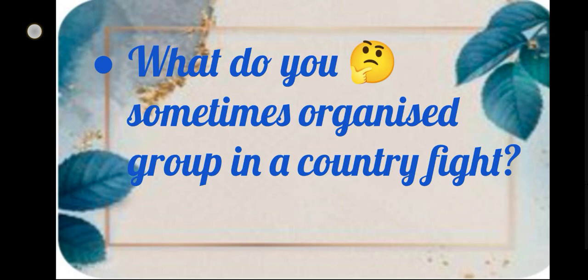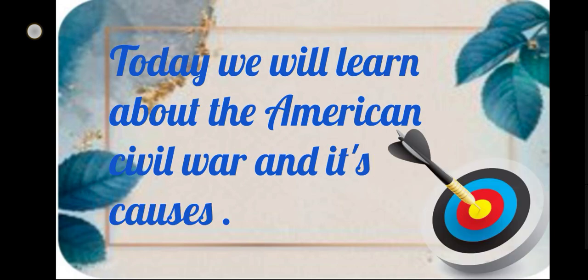A civil war occurs when different groups within the same country go to war with each other. Issues may be various, such as religious issues, or differences in views, or fighting for a small cause. So anything can take a big shape or become a big issue, and that leads to civil war. In this way, today we will learn about the American Civil War and its causes.